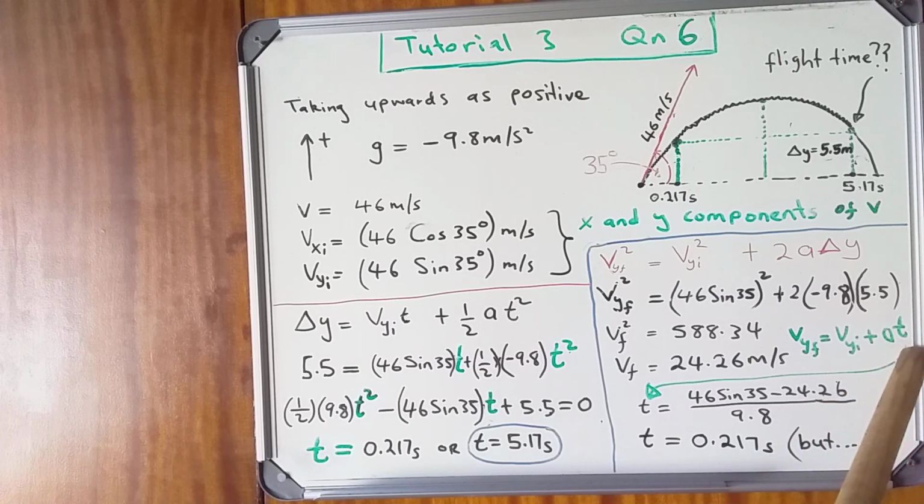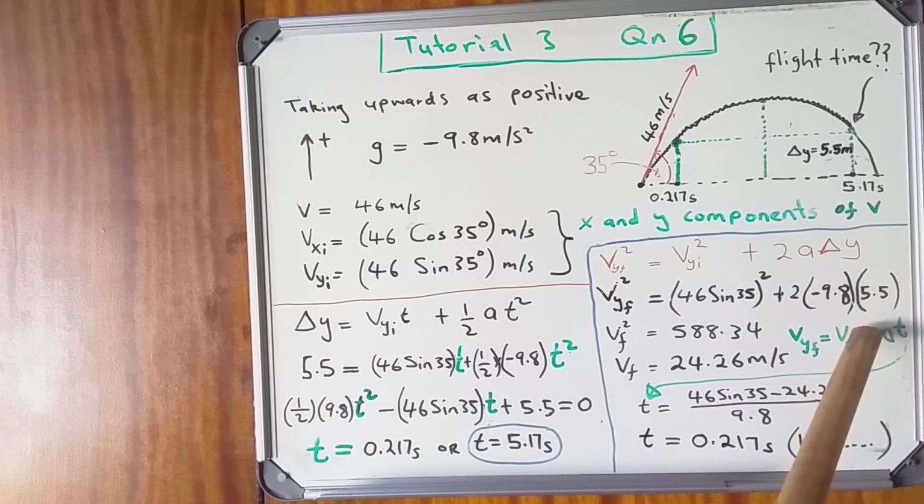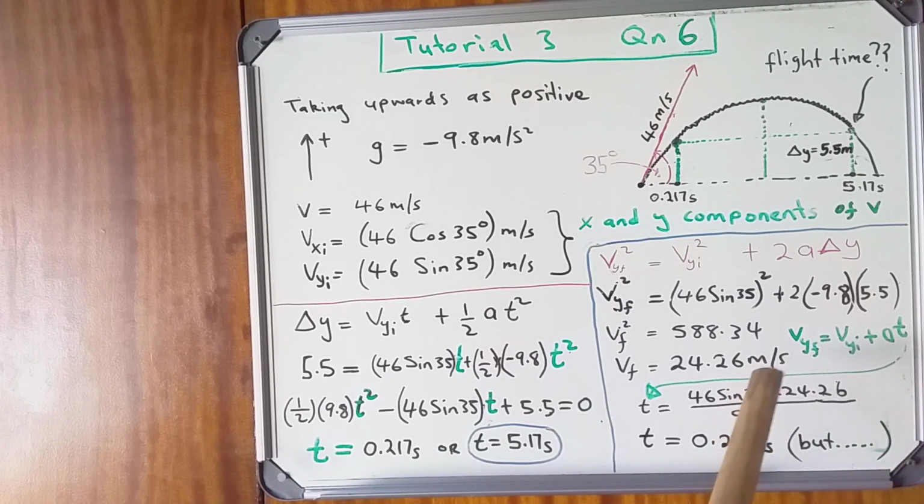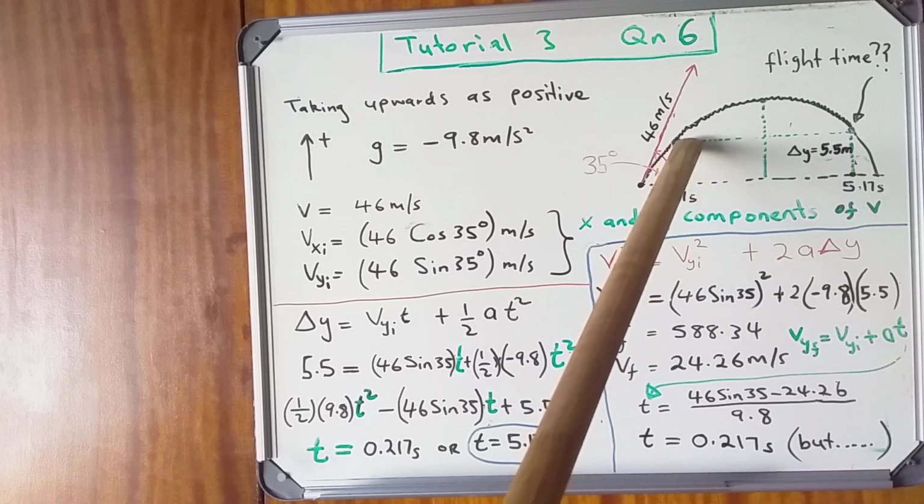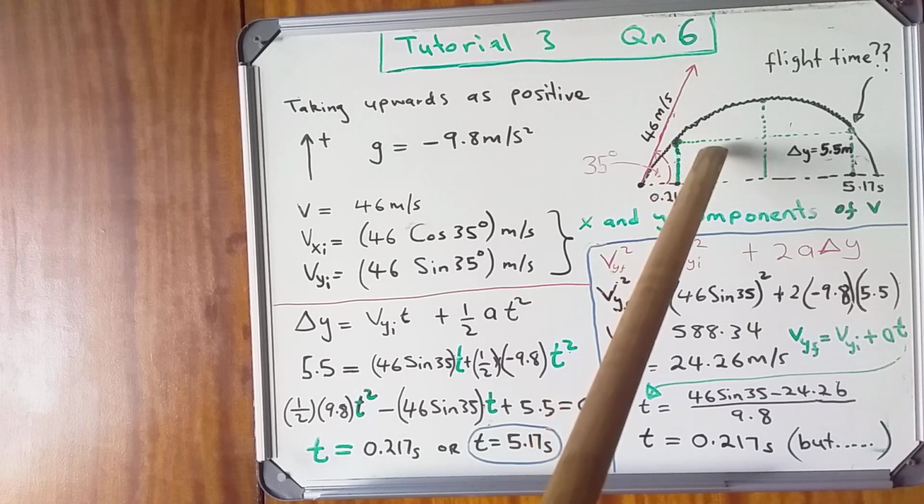So I just took this, I pushed it this side, then I took Vyf, I pushed it to the right. So at the end we'll be having y initial, which is that, minus this, which is 24.26 divided by that. Then you get 0.217 seconds. So at 0.217 seconds, you can see it's somewhere there.